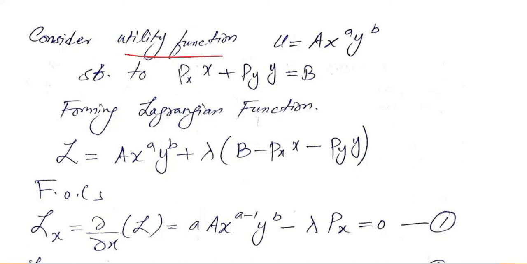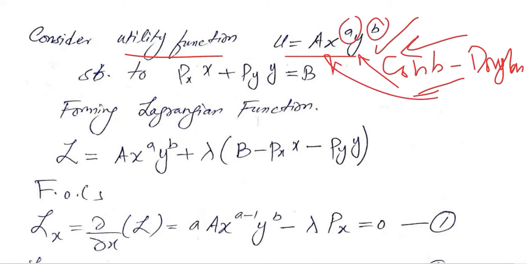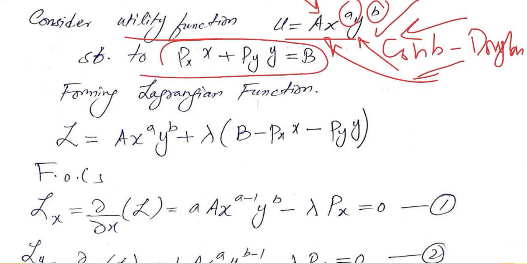We have a utility function because we know it's the law of equi-marginal utility, so utility must be involved, and this is the objective function. It's a Cobb-Douglas utility function that we have, and we can see that both of the variables are appearing with their powers, and that makes it a Cobb-Douglas function. Also the presence of this coefficient, and it is subject to the constraint, which is the standard form of the budget constraint.